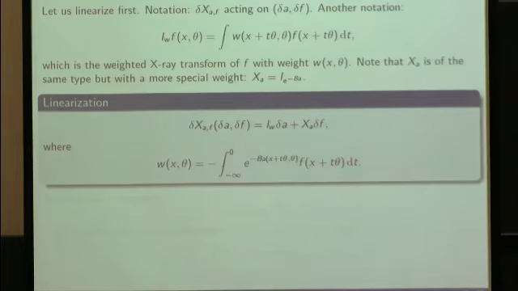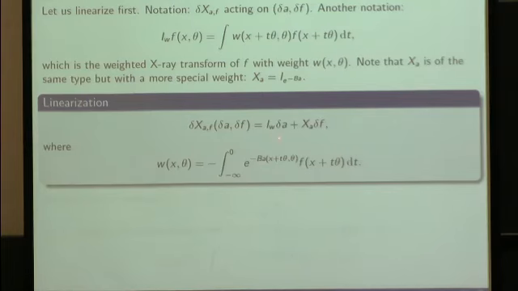Okay, so we linearize our operator. I mean, it's linear with respect to f first, clearly, but it's non-linear with respect to the attenuation. This is the notation that we use. W is a weight on the phase space. And then it turns out that the linearization looks like this. I mean, this symbol delta means like a Fréchet derivative, roughly speaking, but this is by how much X changes if you have small increments of a and f. And what we get is the following.